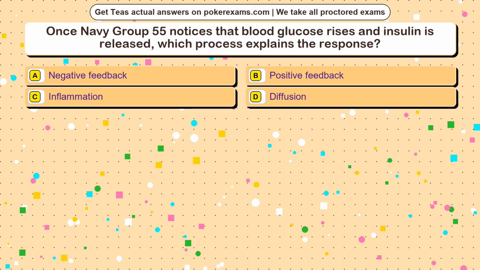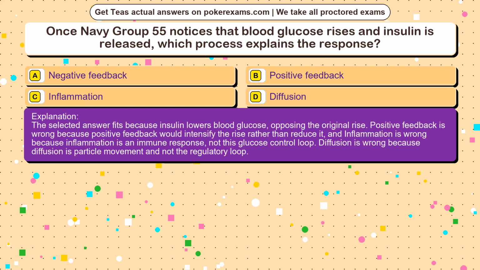The correct answer is option. The selected answer fits because insulin lowers blood glucose, opposing the original rise. Positive feedback is wrong because positive feedback would intensify the rise rather than reduce it, and inflammation is wrong because inflammation is an immune response, not this glucose control loop.